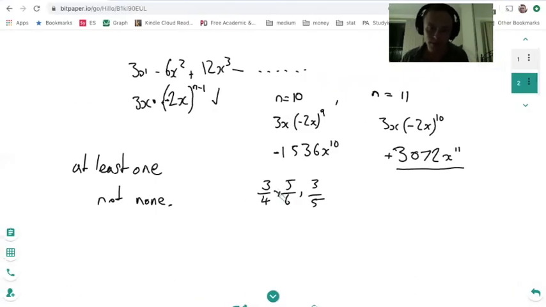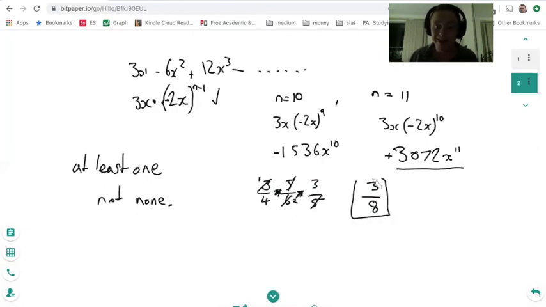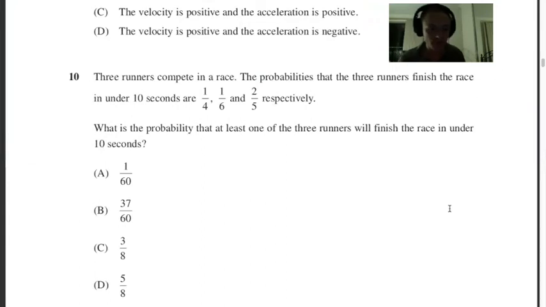Yep. We're going to multiply these together because they are our probabilities. Let's see if we can simplify. So this is a 1, this is a 2. I've got a 5 here and a 5 here. So effectively what we have on the top is 3, and on the bottom we have 8. 3 over 8 chance that none of them will finish within 10 seconds, but I want not none of them to finish. So I'm going to just go 1 minus 3 over 8. And that will give me 5 over 8 as a probability. 5 over 8 is D.